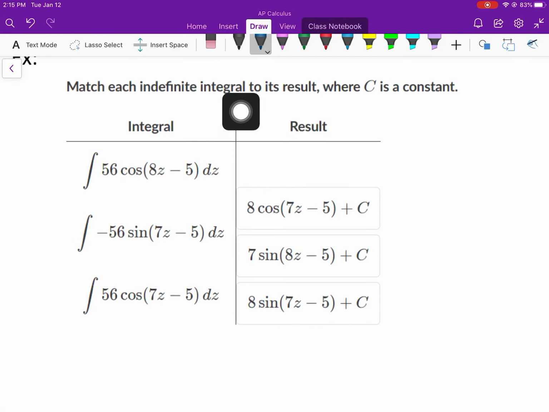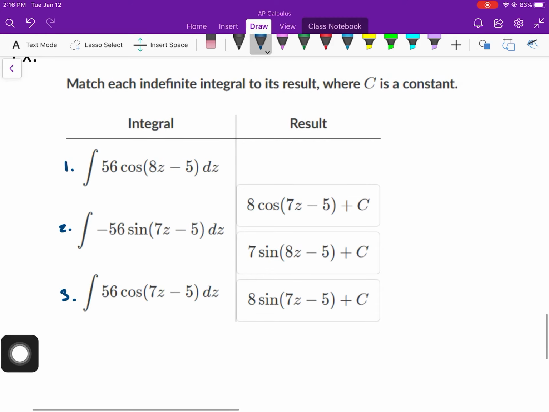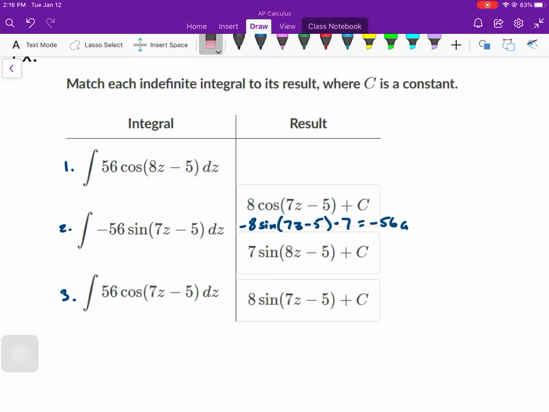Okay, match each indefinite integral. So let's just number these. So I'm going to take the derivative of this here and figure out which one it matches. So the derivative of 8 cosine will be negative 8 sine of (7z minus 5). And then we have to do the chain rule, remember, so times 7. Derivative of c is just 0. Negative 56 sine, I was going to write cosine. And that's going to be right across from that one, number 2.